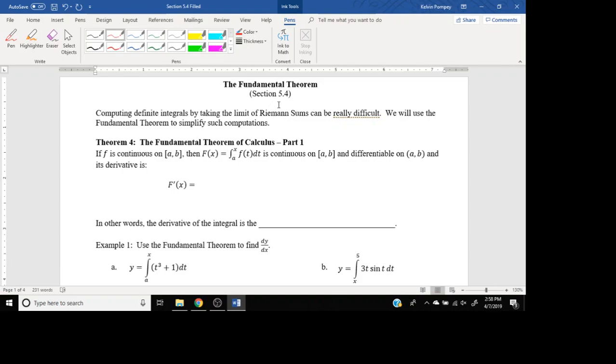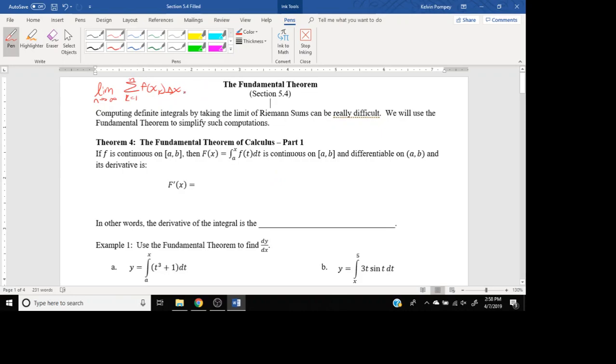One of the things that should be known by now is that computing definite integrals by taking the limit of Riemann sums can be really difficult. You should have seen an example where we've done this. That's the limit as n approaches infinity of our Riemann sum, the sum from k equals 1 to n of f(x_k) times delta x. That limit can be really, really difficult to calculate.